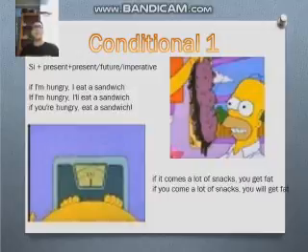A first conditional can also be done the other way around, with the will part at the beginning. I'll visit him if I go to Paris. He'll tell you if I have time. She'll buy a motorbike if she has enough money. Important.